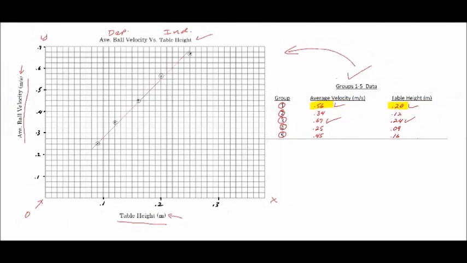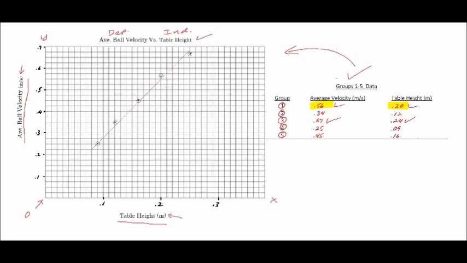Well, now we can stand back and we can look at the graph. We can look at the data in a visual perspective, and we can see that it looks to be a direct proportion between average ball velocity and the height of one end of the table. As the height of one end of the table is increased, the ball velocity appears to increase proportionally. That's what that straight diagonal line means. So now you have it.